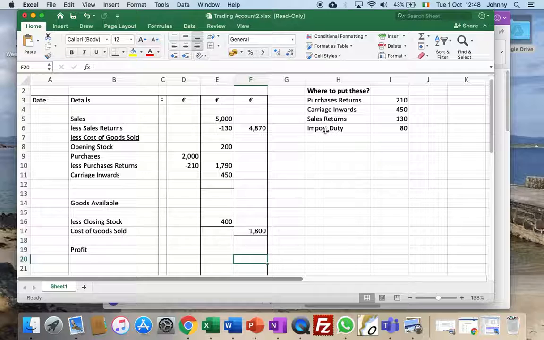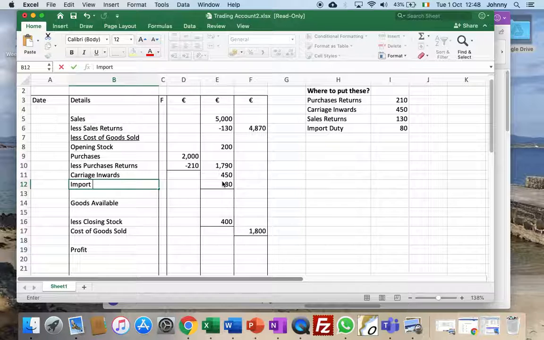So the last thing then we have is import duty. Import duty is the cost of getting the goods into the country from outside the EU. It's a tax on moving goods between countries, but there's none of those within the EU. So we put that in here as cost of goods sold and call it import duty. In some questions they may call it customs duty. It's the same thing, it's when goods are coming into the country.